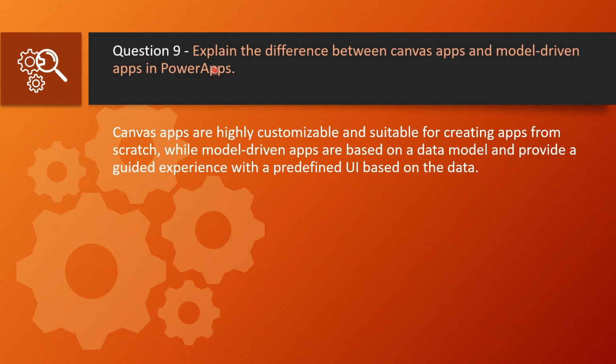Question 9 is a very important question. Explain the difference between Canvas apps and model-driven apps in Power Apps. These are the two types of apps that we can develop in Power Apps. Canvas apps are highly customizable and suitable for creating apps from scratch, while model-driven apps are based on a data model and provide a guided experience with a predefined UI based on the data.